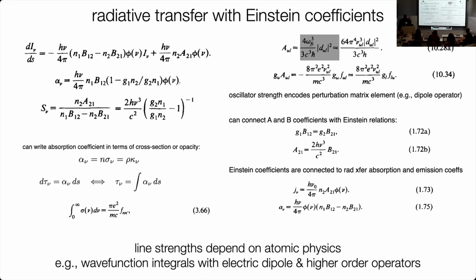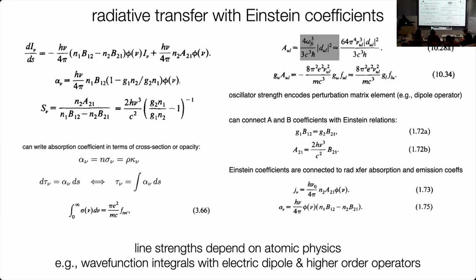So the line strengths depend on the atomic physics. There are wave function integrals with the electric dipole and higher order operators. You can look it up in the textbook how to do this. This is all from Rybicki and Lightman. It's in there. You can calculate what the line strengths for all these different lines can be. You have to look up some things. So you get these Einstein coefficients. You go to things like the atomic line list online. It will tell you what these Einstein coefficients are. Okay. And they're all connected to each other.